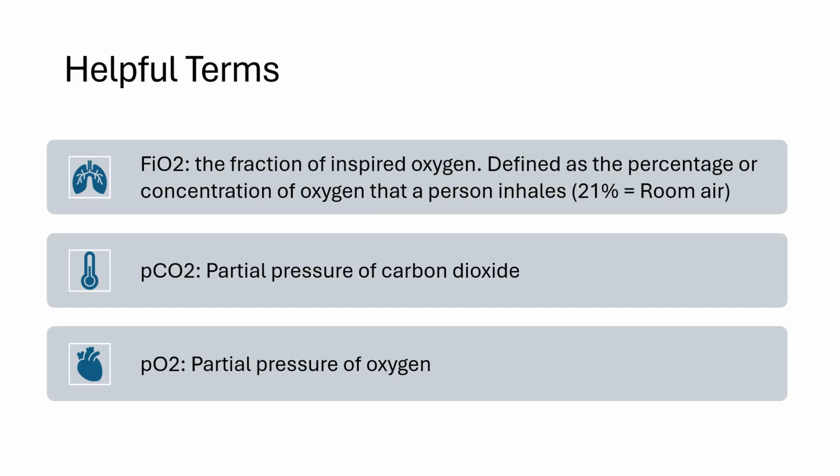So these are just some helpful terms. FiO2 is the fraction of inspired air, defined as the percentage of concentration of oxygen that a person inhales. And at 21%, that's usually room air because you've got about 21% of oxygen just surrounding us. PCO2 is partial pressure of carbon dioxide. PO2 is partial pressure of oxygen.